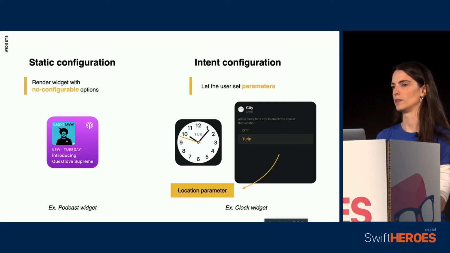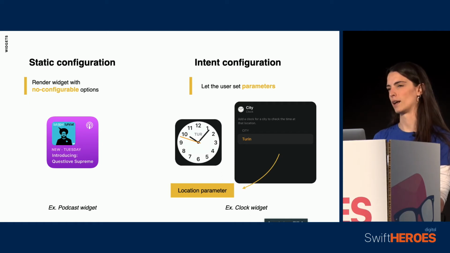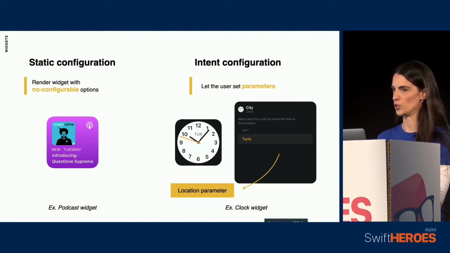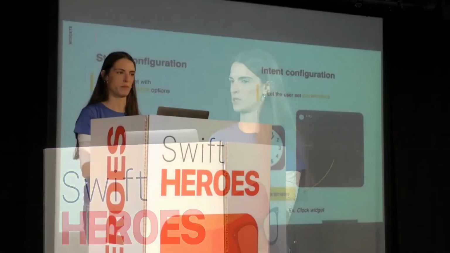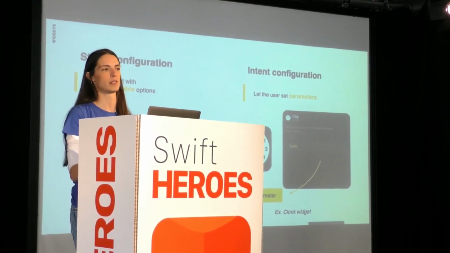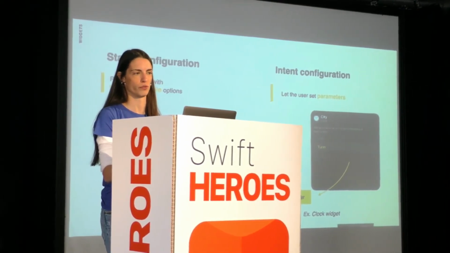For example, the clock widget. If you long press on the clock widget, you will see an alert with edit widget. You can edit your widget, so it will open a UI for the configuration of the widget with all the parameters that you can set. In the case of the clock widget, you can set the location parameter, so you will display the time for that particular city. The same idea goes for the forecast widget, for example.